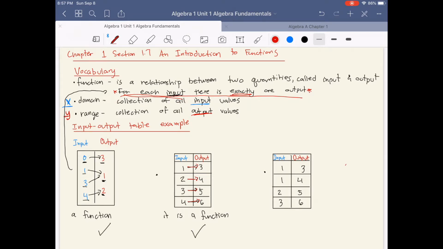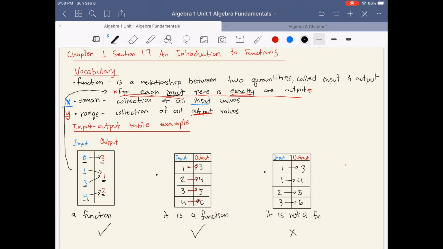Now, let us go to the second or the last example. Okay, so 1 goes to 3, 1 goes to 4, 2 goes to 5, 3 goes to 6. Now, is this a function? If you answered yes, you're wrong. Okay, you are wrong. It is not yes, it's actually no. It is not a function.